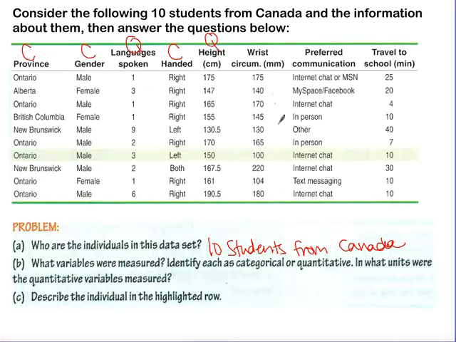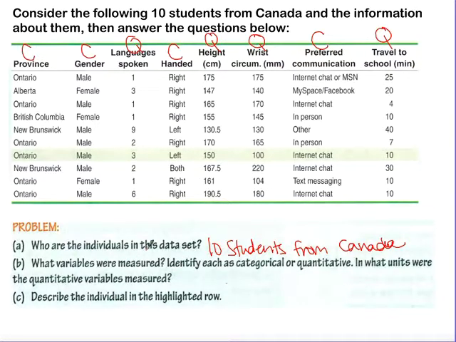Height would be quantitative because I could find the average height of this group. Wrist circumference would also be quantitative. Preferred communication would be categorical. And travel time to school would be quantitative. It says in what units were the quantitative variables measured, and that's kind of obvious. This particular variable is languages spoken, so if I were to find the average for the languages spoken, the units would be languages spoken. The height would be in centimeters, it tells us that. Wrist circumference would be in millimeters, and travel to school would be in minutes.